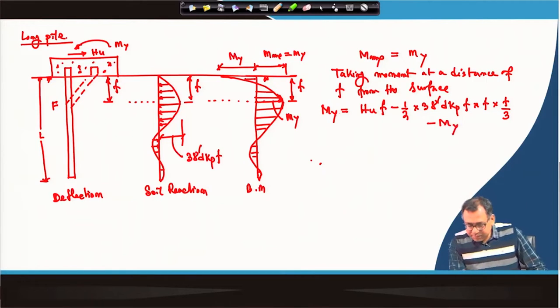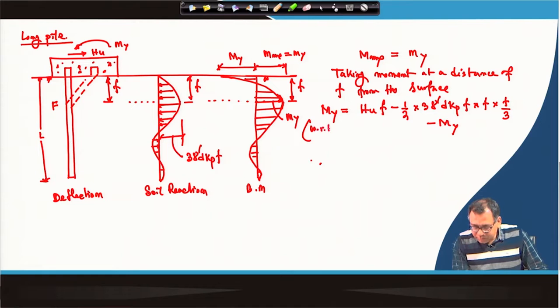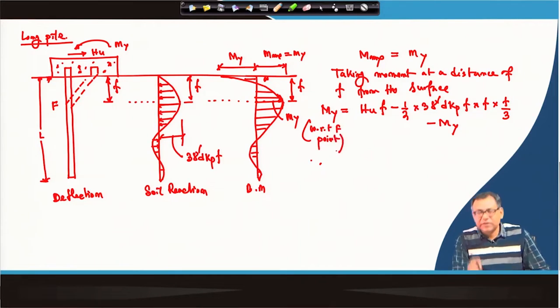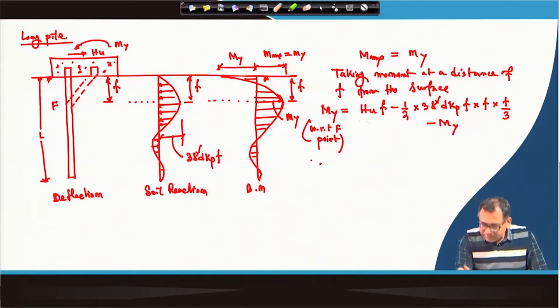So, this is the moment with respect to the F point, and that is also the yield moment.